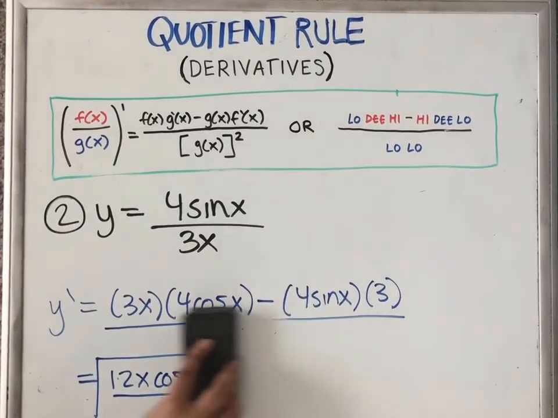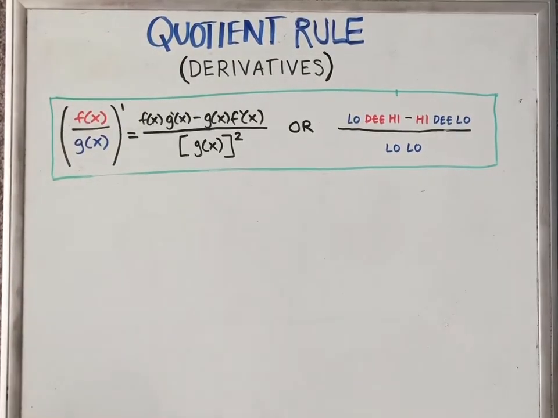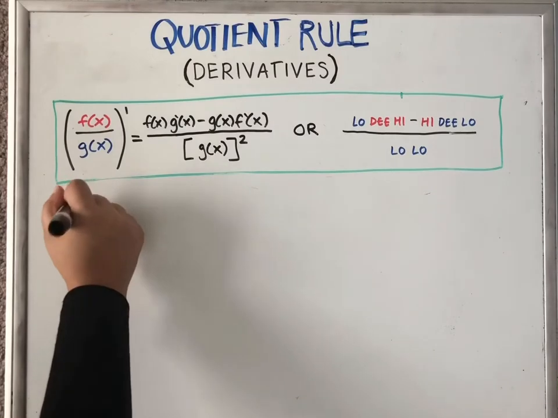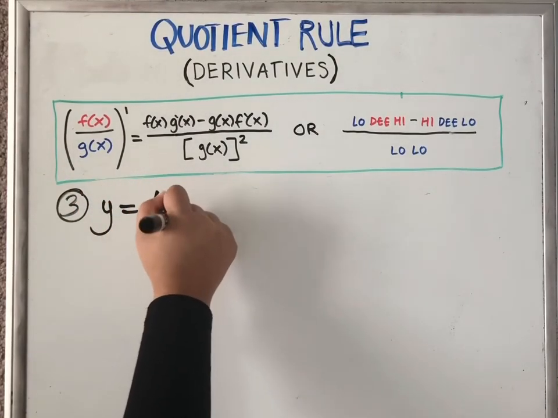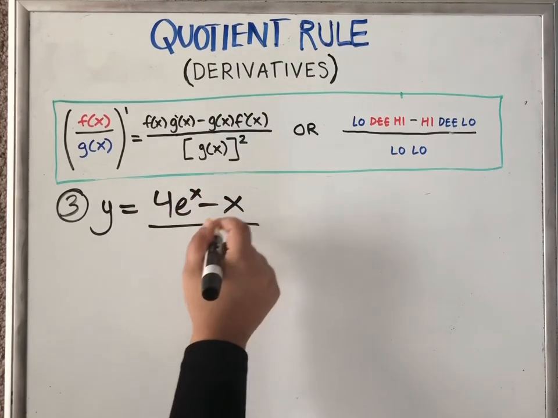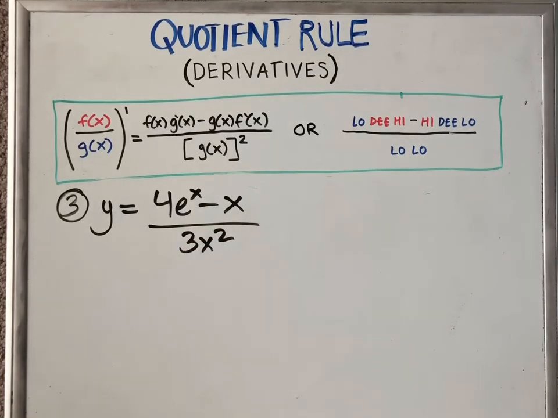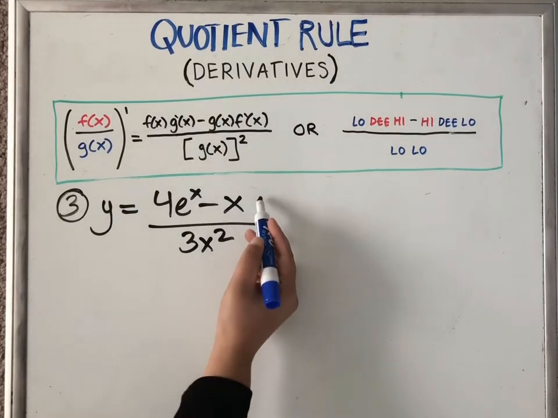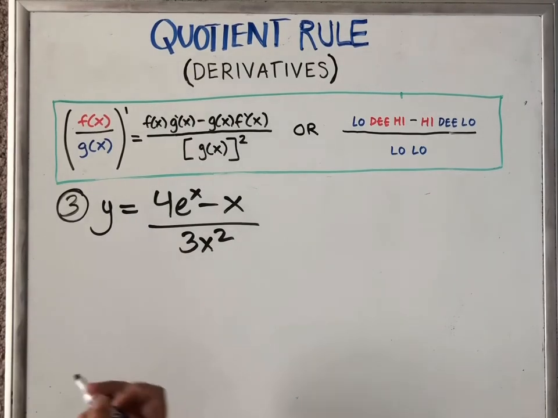All right, so moving right along to number 3. Okay, so for number 3, I have here y equals 4e to the x minus x over 3x squared. All right, and again, I know it has an e in it, but not to worry, our process will be exactly the same. And just recognize that we have one function over the other, so we have to apply the quotient rule to take the derivative.